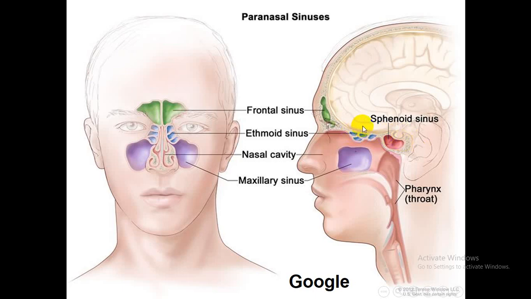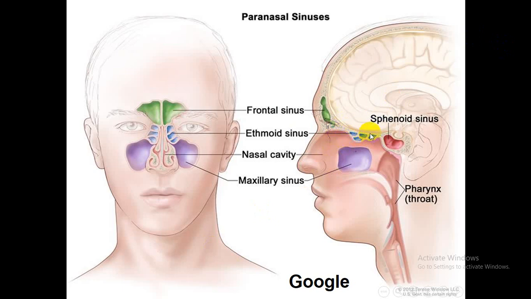Lastly is the ethmoidal sinus, present within the ethmoidal bone between the nose and the orbit. It is divided into three groups: anterior, middle and posterior ethmoidal sinus. As we know, the posterior ethmoidal sinus opens in the superior meatus, posterior with B, superior meatus. The middle ethmoidal sinus opens in the bulla ethmoidalis, as we took. And the anterior ethmoidal sinus opens in the hiatus semilunaris.